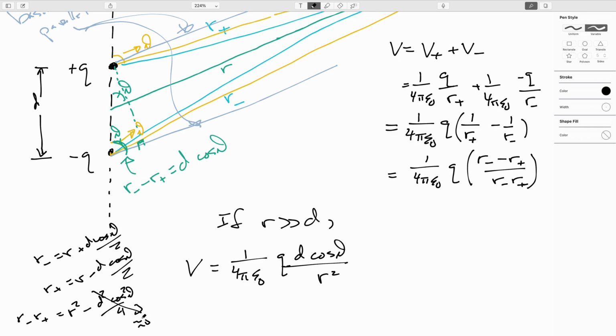So it's legit. But now we can look at this and say, q times D, hey, that's the dipole moment. So we can finally write our voltage as being 1 over 4 pi epsilon naught times the dipole moment times cosine theta over r squared.